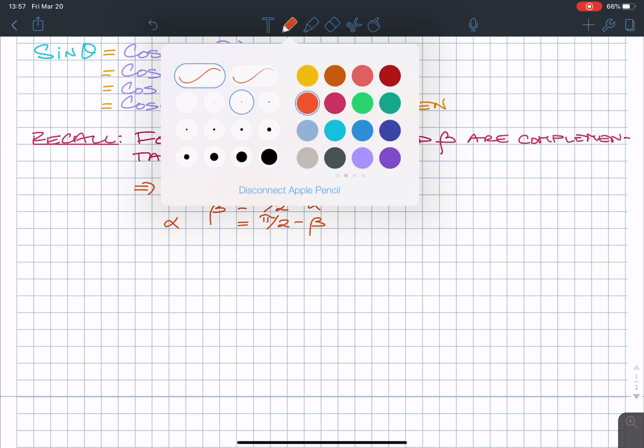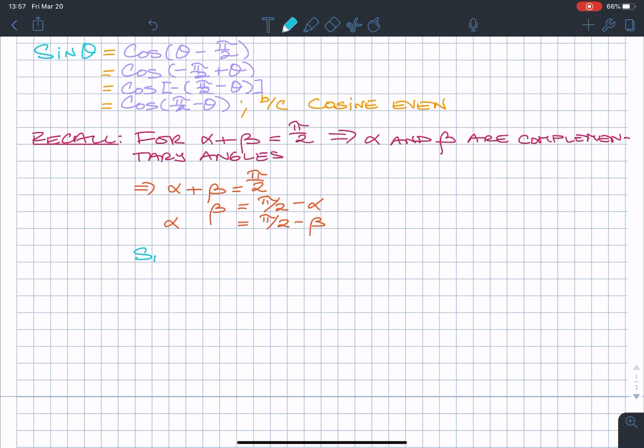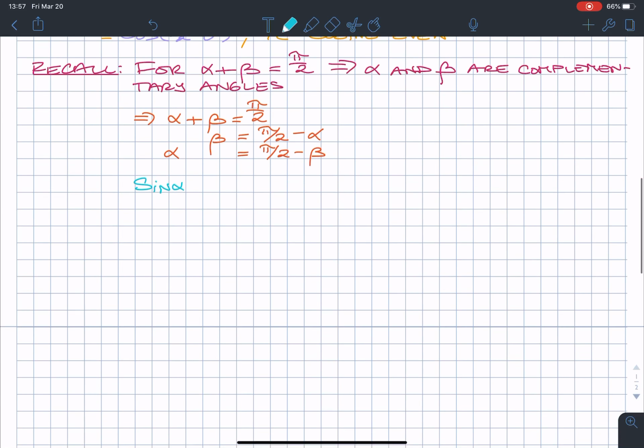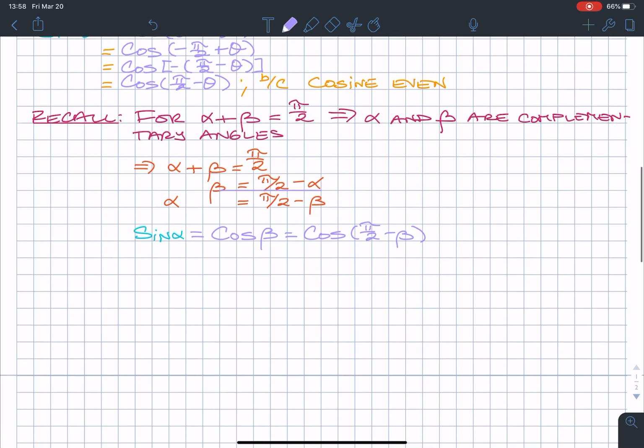Okay, so what would sine of alpha be? Well, we know that cofunctions of complementary angles are equal, so I have that sine of alpha is the same as cosine of beta. But cosine of beta is the same as cosine of pi over 2 minus alpha, right? Because what did I say about beta? It's equivalent to pi over 2 minus alpha. Okay, that looks very familiar, like what I have above.